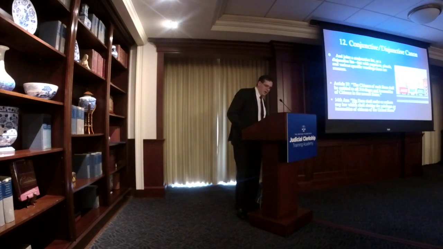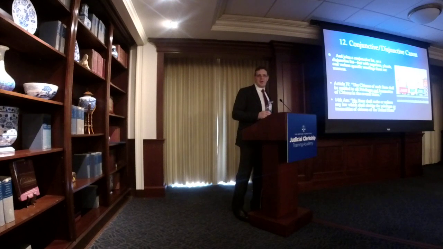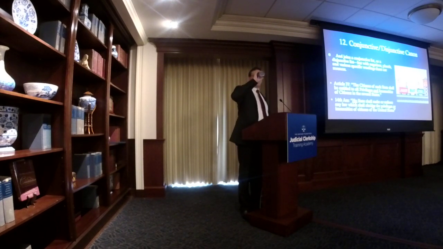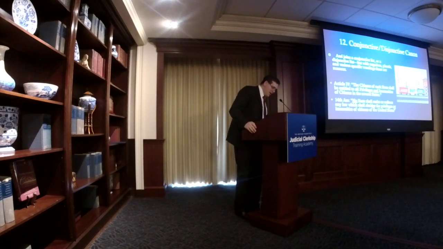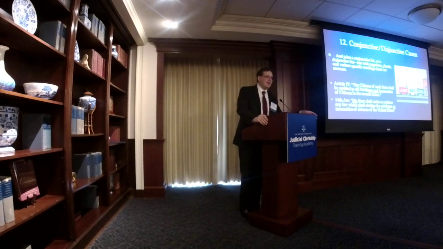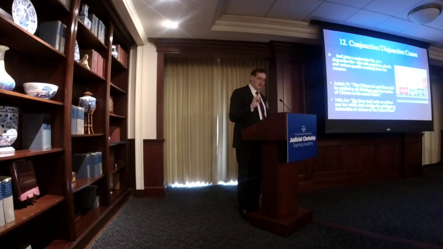All right. Number 12, the conjunctive, disjunctive canon. Ands and ors are very important words. Okay? And, A-N-D, joins a conjunctive list, or is a disjunctive list. Okay? It gets messy, though, when you have negatives and plurals.